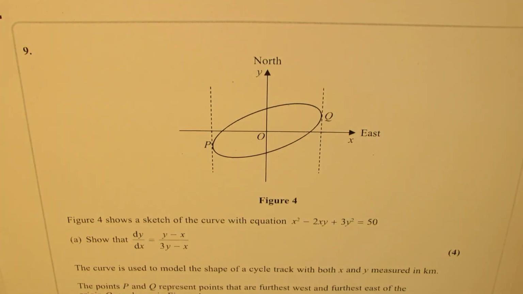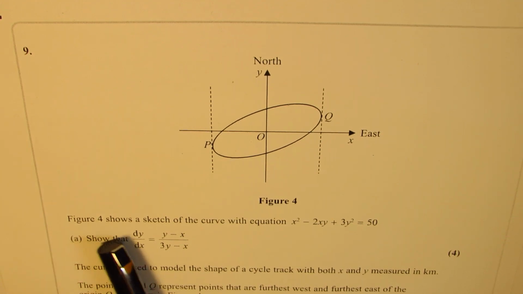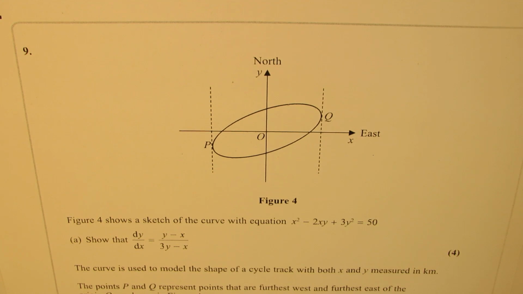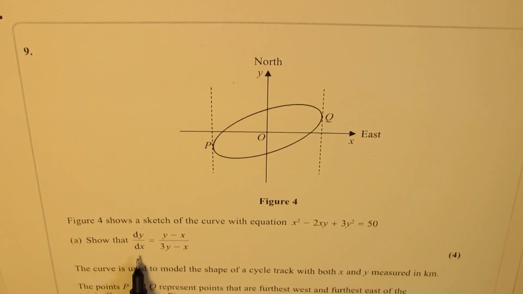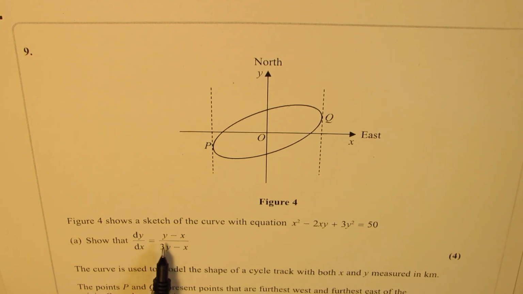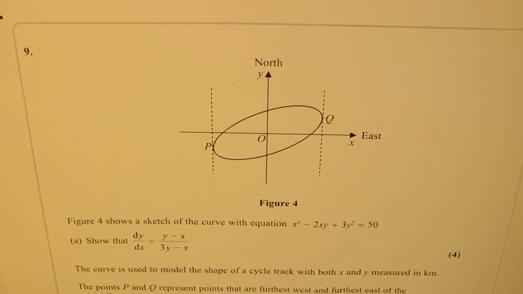Here is question number 9. Figure 4 shows a sketch of a curve where the equation is x squared minus 2xy plus 3y squared equals 50. Show that dy/dx is equal to (y minus x) over (3y minus x).